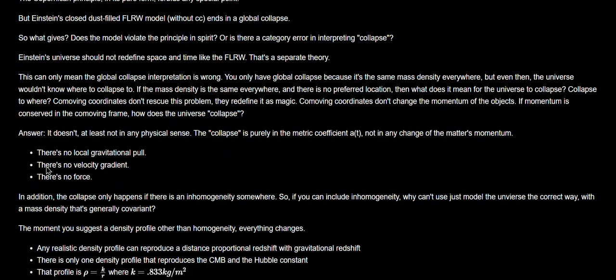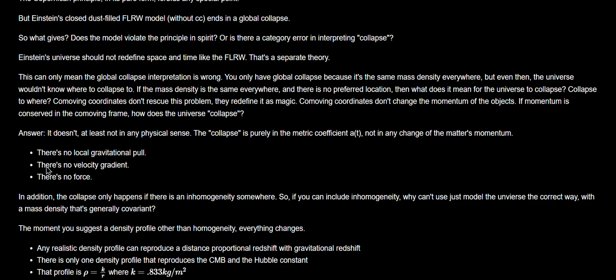Co-moving coordinates don't change this, okay? This is why it's important not to conflate general relativity and co-moving coordinates. Co-moving coordinates are not part of the Einstein universe. The co-moving coordinates are the Friedman equations, okay? This is not the Einstein universe. Also, the co-moving coordinates don't change momentum of objects. Momentum is conserved in the co-moving frame.